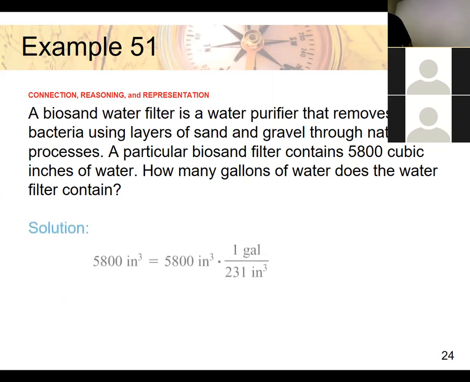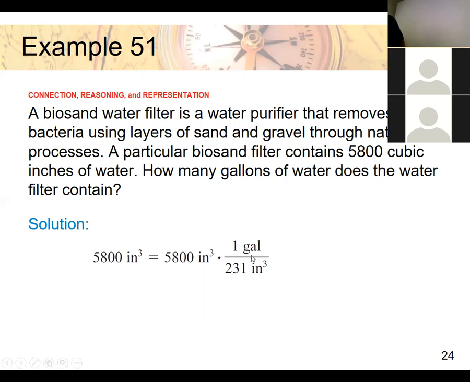So in this case, we have 5,800 cubic inches. There's an equivalency on the previous slide, and if we want to find out how many gallons, we're going from cubic inches to gallons. So that means 1 gallon is 231 cubic inches. So that's where this comes from. We're going to gallons, so the 1 gallon has to go in the numerator. The 231 cubic inches has to be in the denominator.